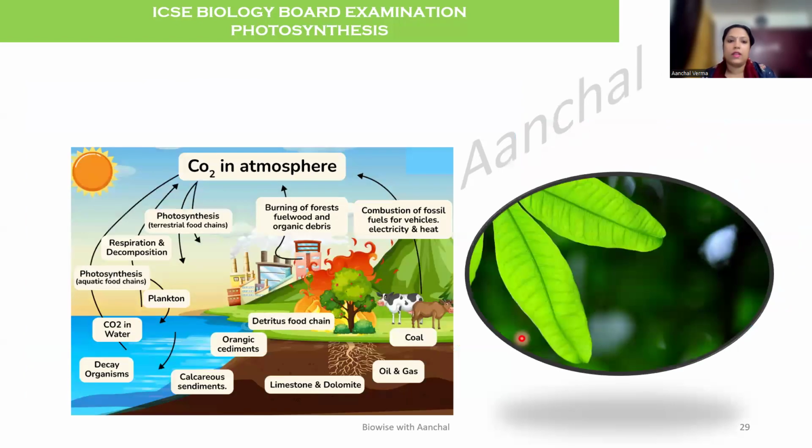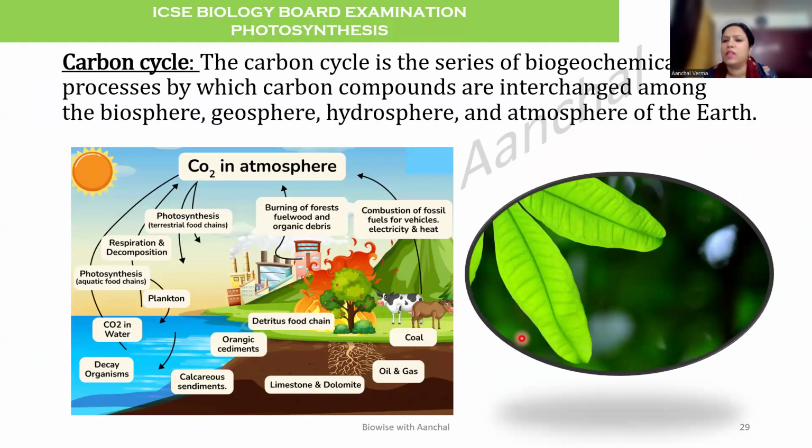Moving to the next, that is the carbon cycle. The carbon cycle is a series of biochemical processes by which carbon compounds are interchanged among the biosphere, geosphere, hydrosphere, and atmosphere of the Earth. Now, carbon dioxide in the atmosphere, you know that carbon dioxide plays a very important role in maintaining the Earth's temperature. The actual percentage of carbon dioxide is 0.03%, and if by any chance the concentration increases in the atmosphere, it leads to global warming and greenhouse effect that we studied in the pollution chapter, right? So here the carbon dioxide has to be retained in a specific amount in the atmosphere.